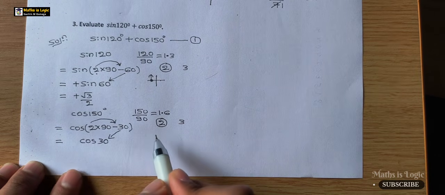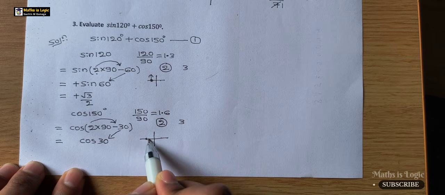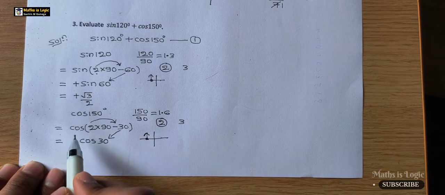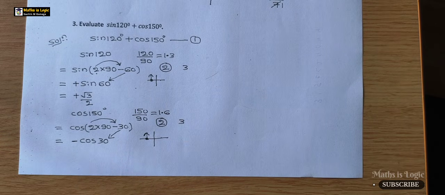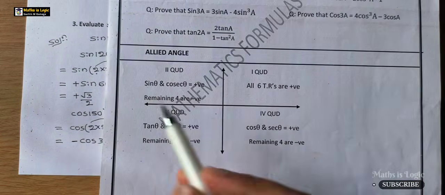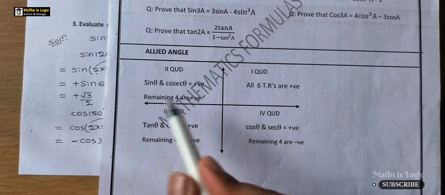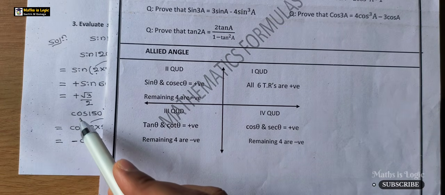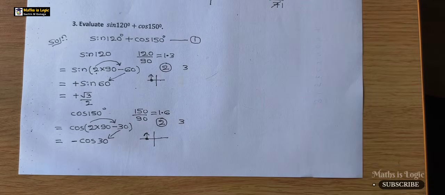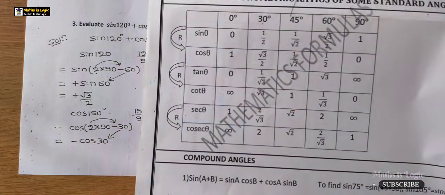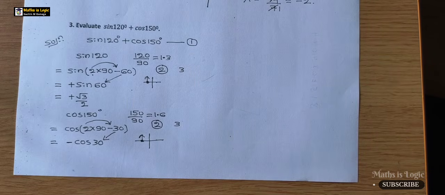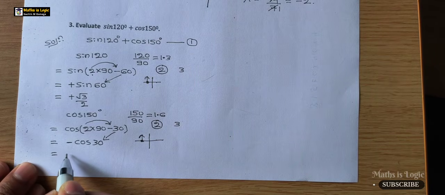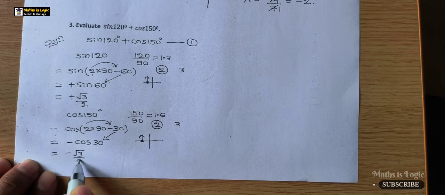Next, rotate. 2 minus. So 0, 1, 2 minus means second quadrant. In the second quadrant, cos is which sign? Minus sign. Because in the second quadrant, sine and cosec are positive, the remaining 4 are negative. Remaining means which trigonometric ratio comes? Cos. Therefore cos is negative in the second quadrant. Next, see the table, cos 30 degree. Cos 30 degree is root 3 divided by 2. Therefore minus, keep it as it is, write root 3 divided by 2.